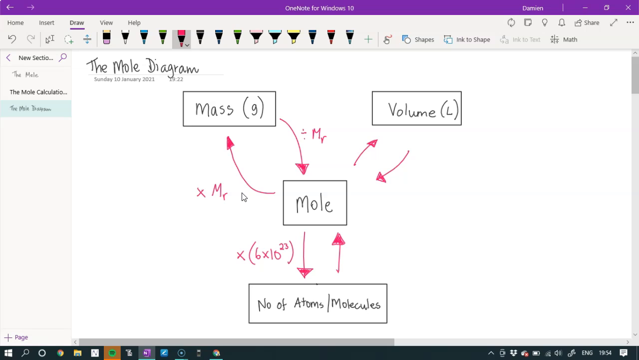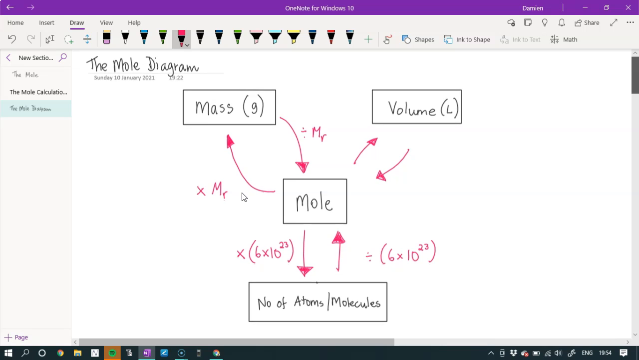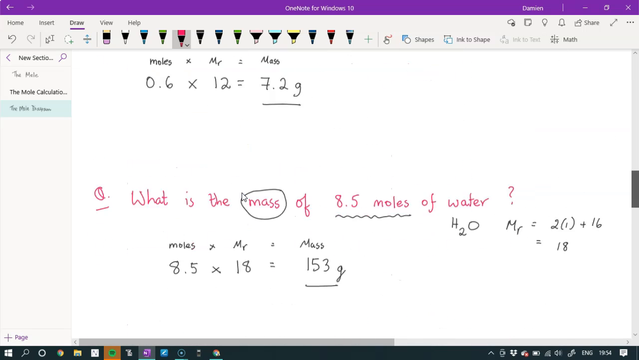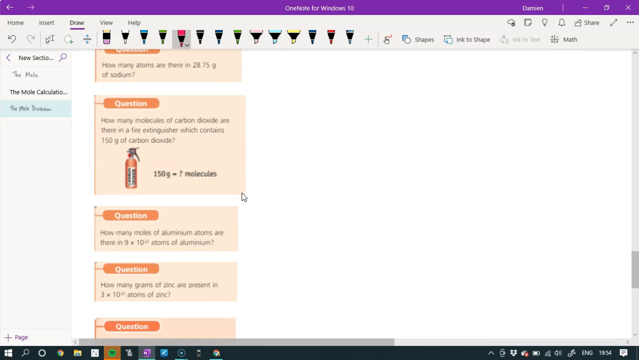Now you've seen that number before. That's Avogadro's number. If you want to go from the other way, number of atoms or molecules, and you want to go back to moles, you're going to divide by 6 by 10 to the 23. So going from moles down is 6 by 10 to the 23, and then going the opposite direction, you're going to divide by Avogadro's number, 6 by 10 to the 23. So let's have a look. Let's take the first example.